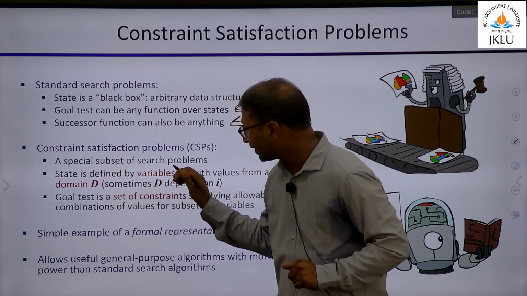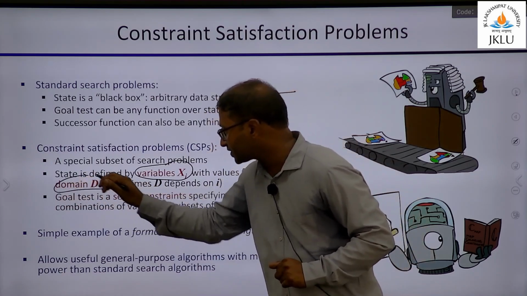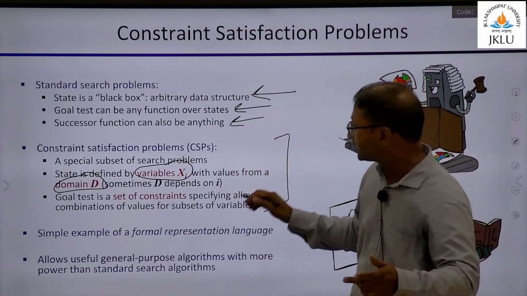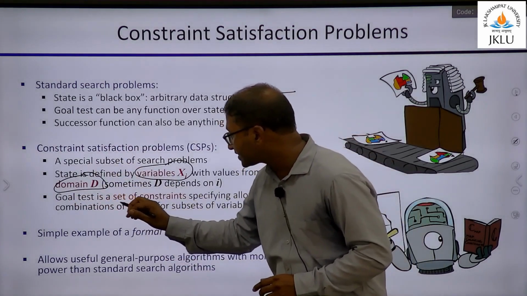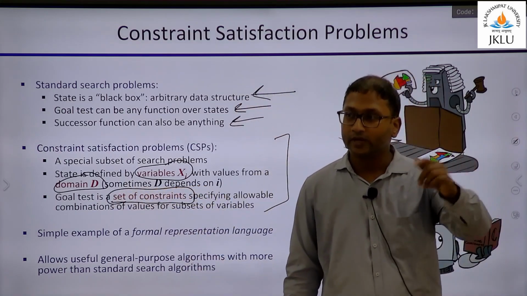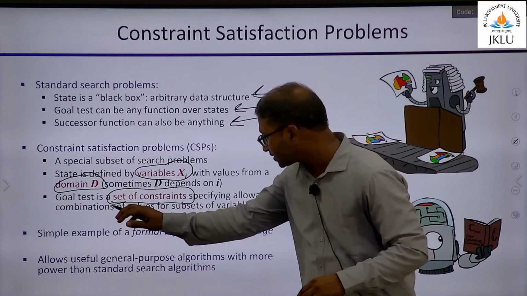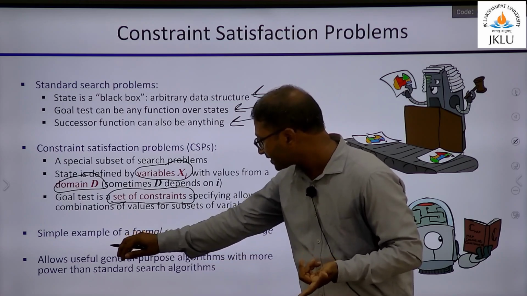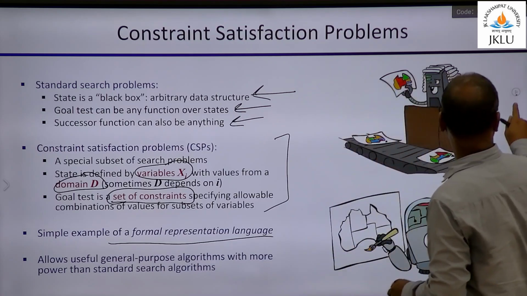State is identified by variables xi with values from a domain D. We have seen, so what are the variables in our problem? Name of the states. What was domain D? Colors that could be assigned to them. Goal test is a set of constraints. What was this constraint in our case? Adjacent nodes should not have the same color. Specifying allowable combinations of values for subsets of variables. And simple example of formal representation language, and we have seen. Okay, so I think that is it for today.